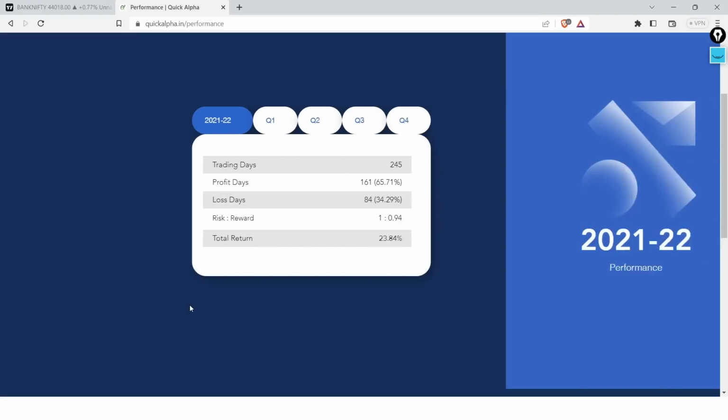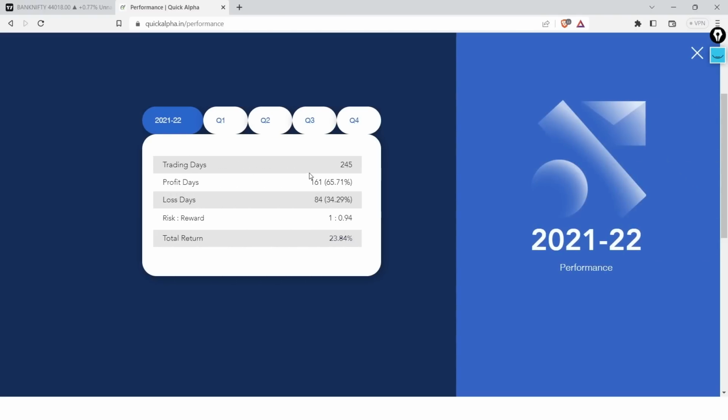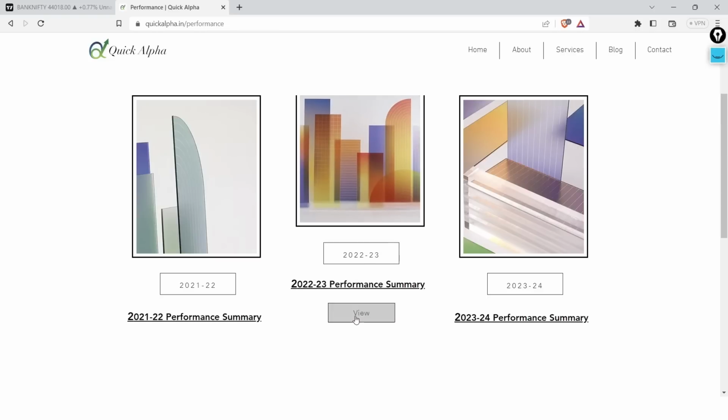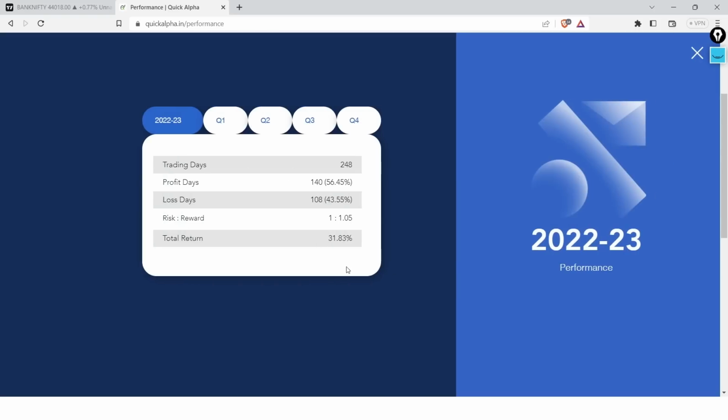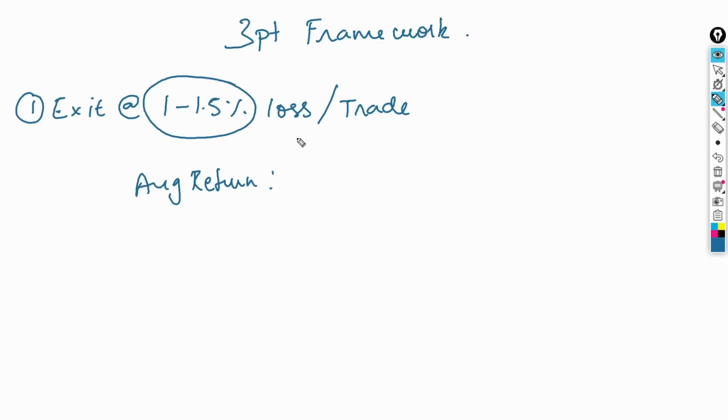And when you look at both, so when you click on view, so you can see in 2020-21 we have generated a total return of around 23.84%, and in 22-23 we generated a total return of 31.83%. So on an average, I'm able to generate close to around 25% a year. And this turns out to be close to around 2% per month.